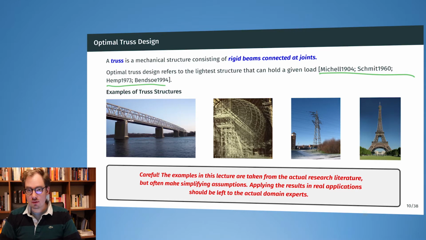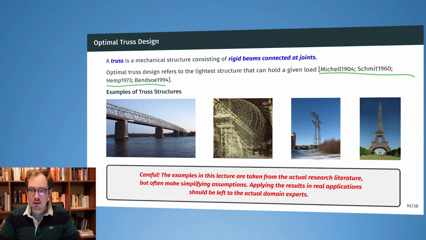So if the truss structure is too heavy, it might break down under its own load, under its own weight. If it's too light, it might not hold the load that we put on top of it. So somehow we need to find a good structure that holds and that is maybe also cheap or economical to construct. In this example we will learn how to exactly do that.